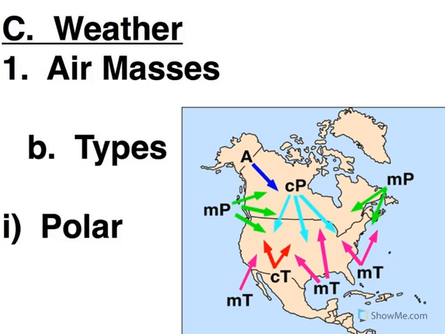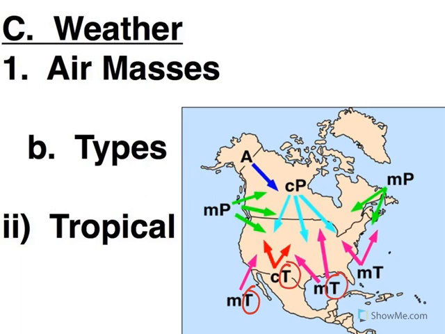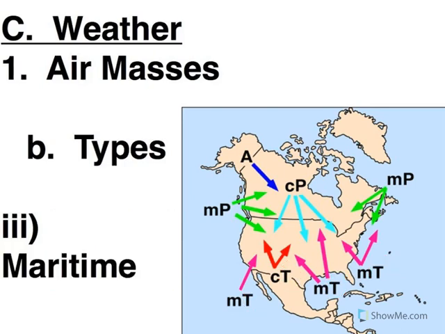So one type is polar, and that's represented with the P's on our illustration here. So this is going to be characterized by a cold temperature. In contrast, tropical, represented by the T's on our map here, is going to have a warm temperature. So those dealt with temperature.